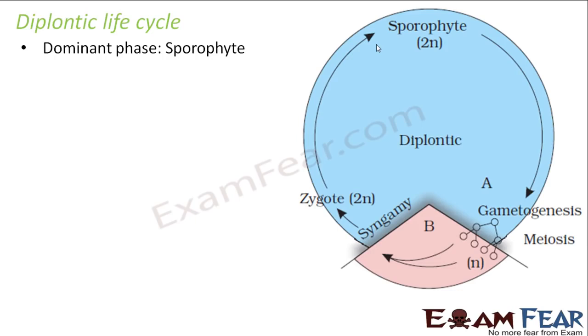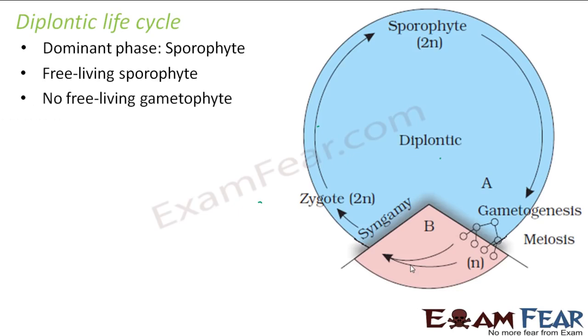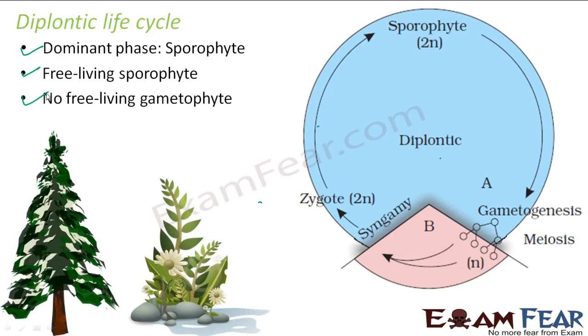It contains spores somewhere inside the plant. This sporophyte will give spores, which will germinate to form the gametophyte, and then the gametophyte will give rise to the gametes, which will again undergo fusion to form the zygote. So this portion where the gametophyte is formed, that is a very short-lived phase. So here we can say that the sporophyte is free living, that is, the sporophyte can survive on its own and is not dependent on anything, but the gametophyte is not free living in this case. So this is a diplontic life cycle which is seen in gymnosperms and angiosperms.